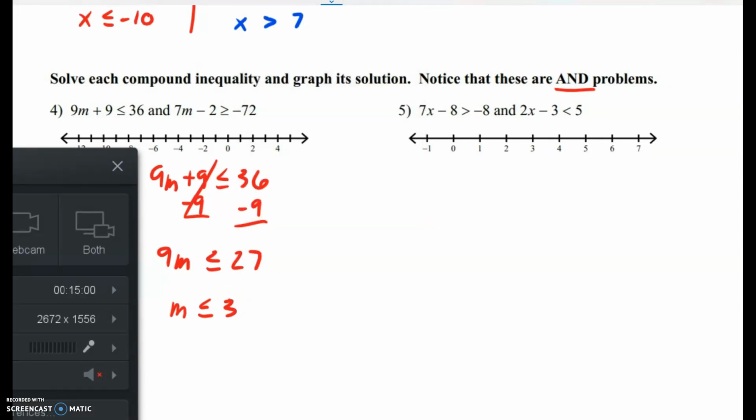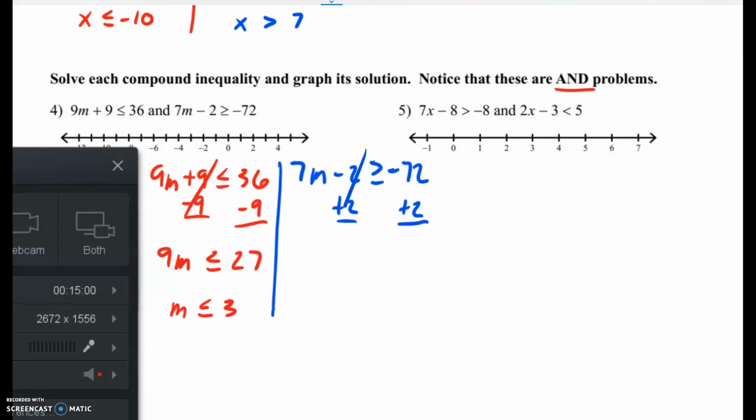Now let's take a look at the second inequality and do the same thing. 7m minus 2 greater than or equal to negative 72. Add 2 to both sides. 7m greater than or equal to negative 70. Divide by 7. M greater than or equal to negative 10.